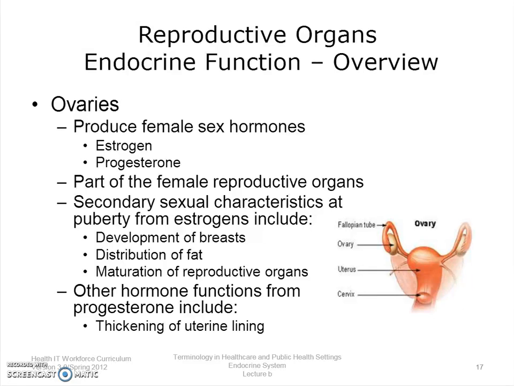Progesterone causes the uterine lining to thicken in preparation for pregnancy. Together, progesterone and estrogen are responsible for the changes that occur to the uterus during the female reproductive cycle.